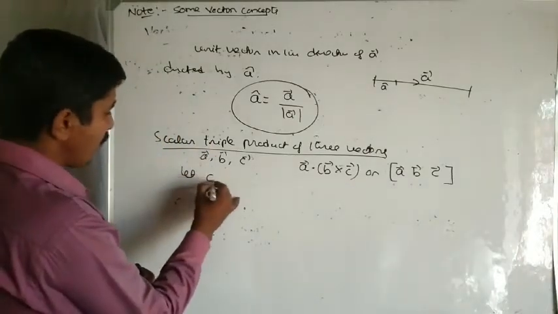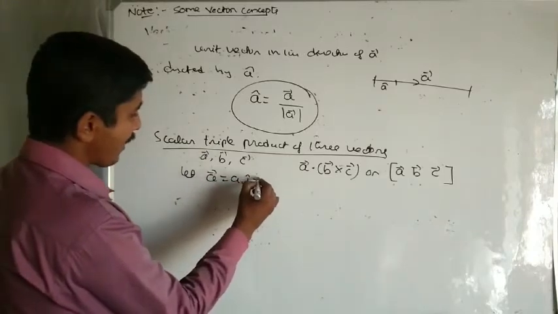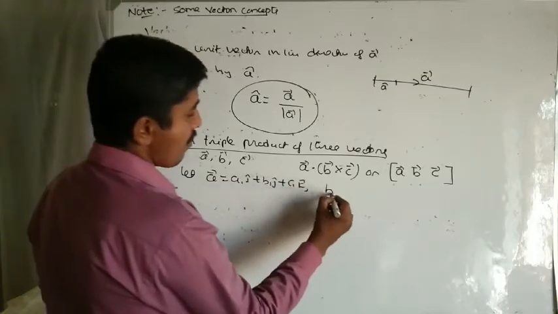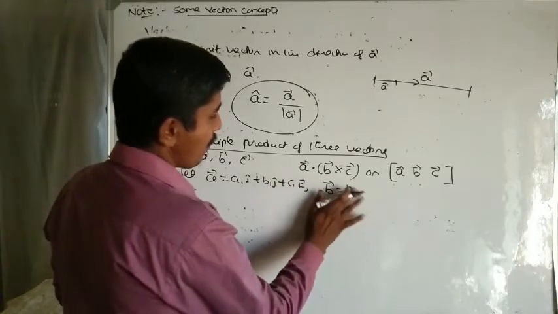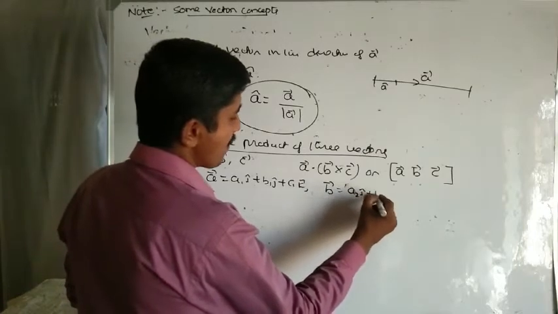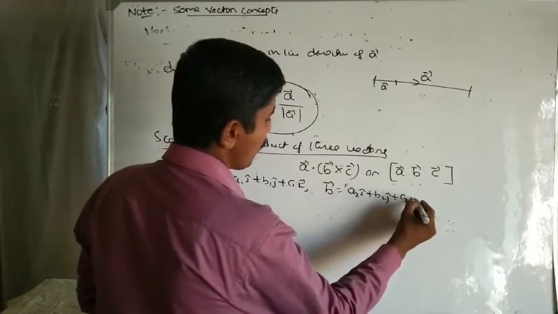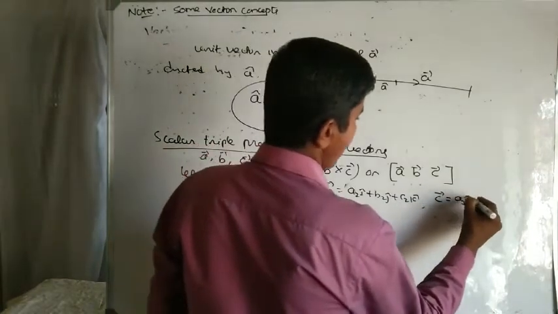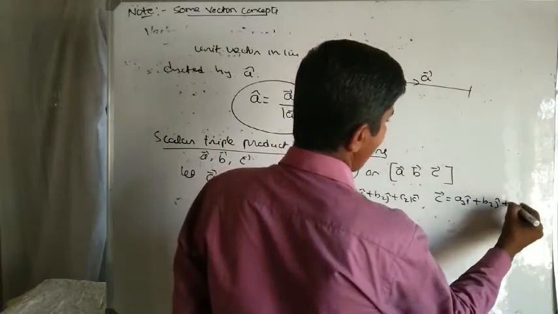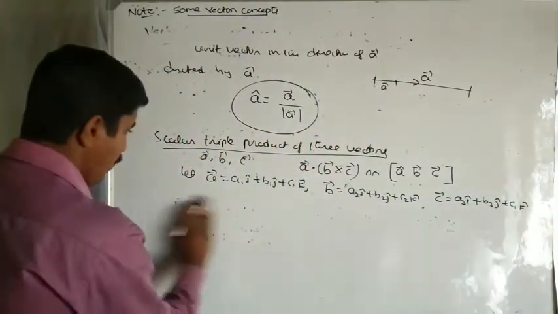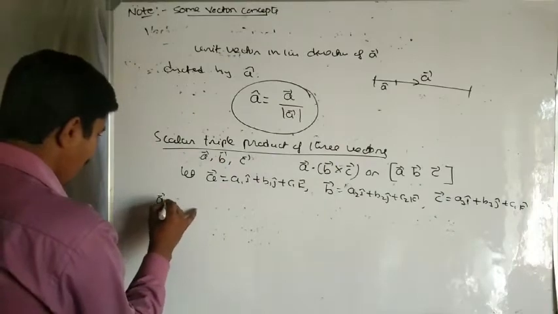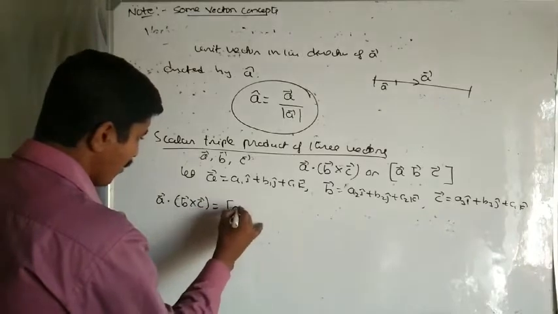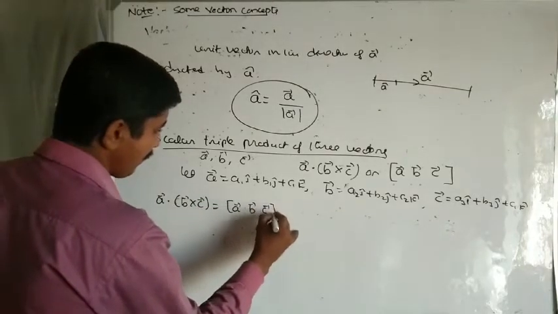Suppose let vector A equal A1 i cap plus B1 j cap plus C1 k cap, vector B equal A2 i cap plus B2 j cap plus C2 k cap, and vector C equal A3 i cap plus B3 j cap plus C3 k cap. The scalar triple product of these three vectors, vector A dot vector B cross vector C, is the box product of vector A, vector B, vector C.